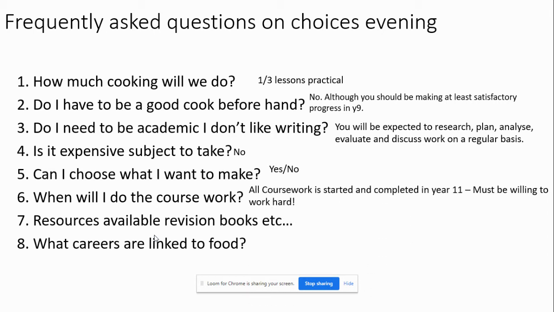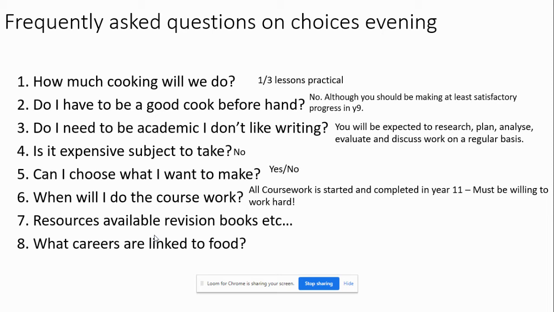Unfortunately, for this course, all the work is done in year 11. So all the coursework is done in year 11. We do practice in year 10 to get some hints and some tips on how to improve coursework. But most of it is done in year 11. So you must be willing to work hard and be able to work independently. But if you've got effort and you're interested in the subject, you'll be fine.